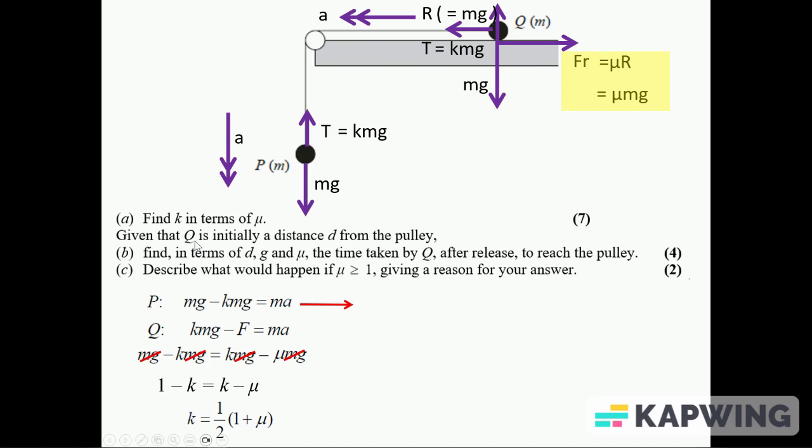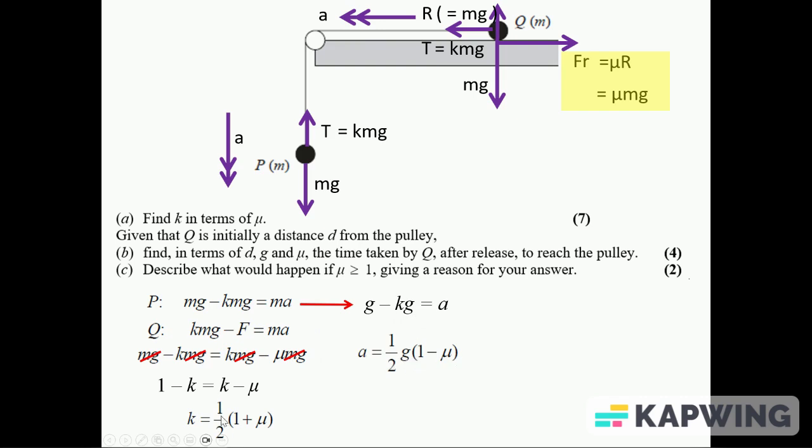It says Q is initially a distance d from the pulley. So this is a distance d. We're going to find in terms of d, g and mu the time taken by Q to reach the pulley. So it's a SUVAT question now. I need to get the acceleration. I can do it from this equation because I know what k is now in terms of mu. But I can cancel out all these mg's now. The acceleration is just g minus kg, which is half g times 1 minus mu.